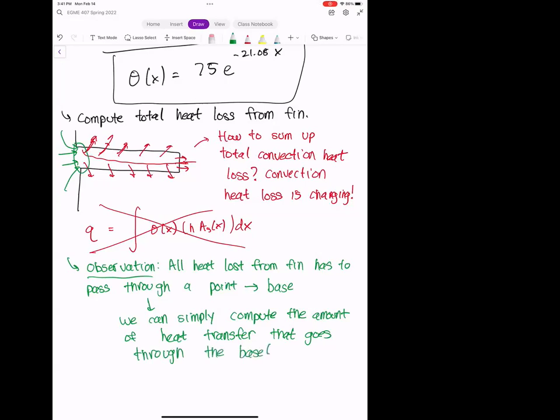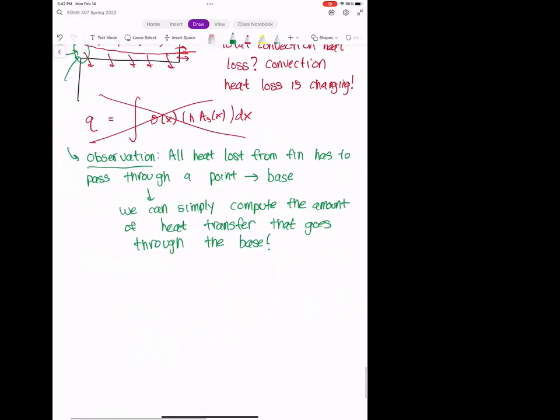Okay, and if the heat passed through the base, then it's going to go out the outside of the fin. Okay, it's simple, conservation of energy. And so basically what we have is that Q of the fin is going to be equal to Q at the base. Okay, and Q at the base here, we're just going to use simple Fourier's law.